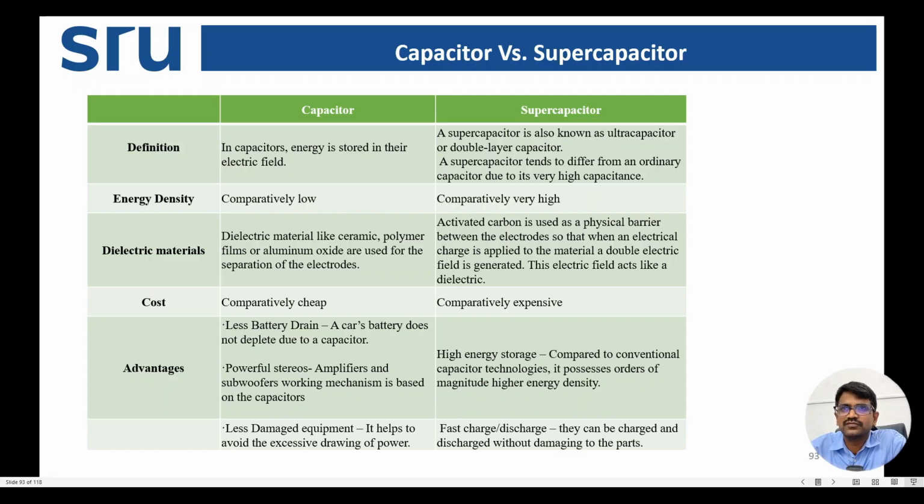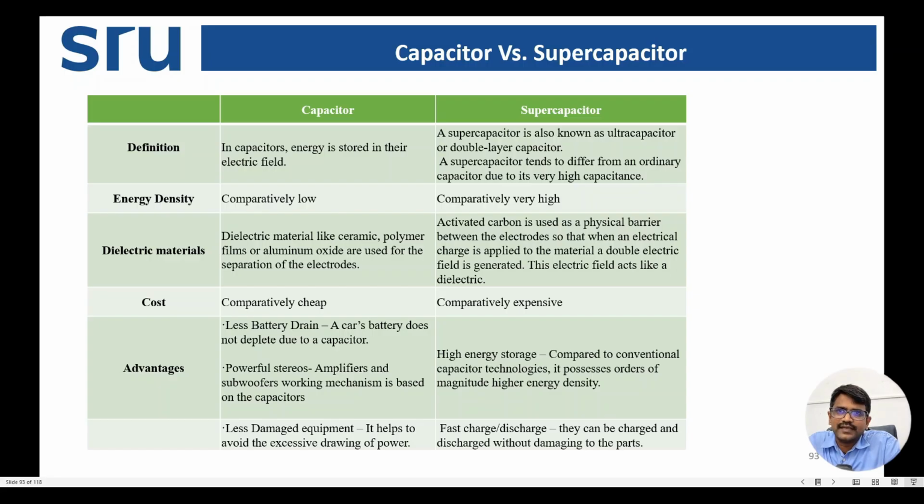Coming to the advantages of supercapacitors, supercapacitors and batteries are mostly used for energy storage purposes, but capacitors are not used for that purpose. The capacitor's purpose is different. Wherever we need instant charge and discharge, and also wherever we need less energy, there we can use capacitors.